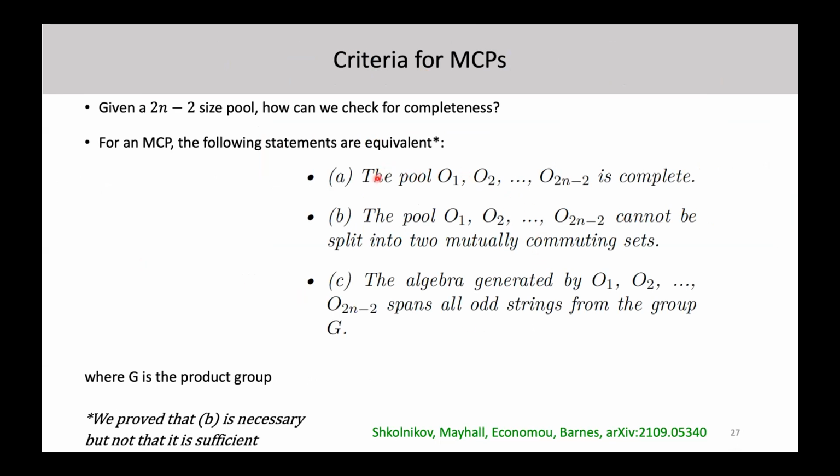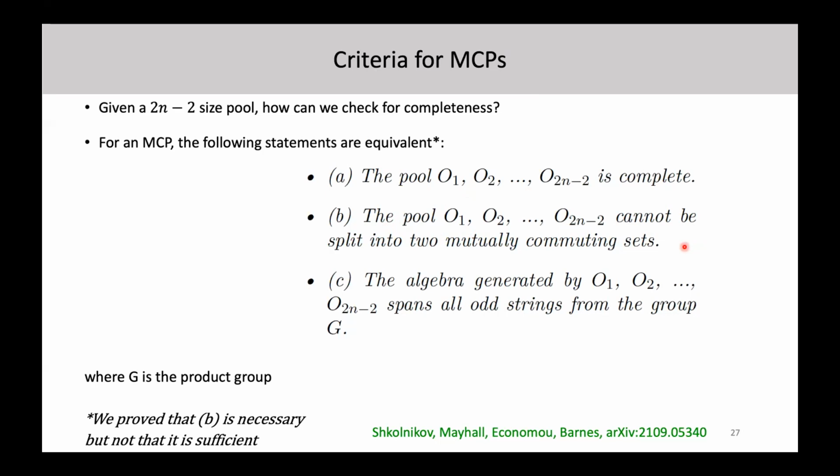So the following three statements are equivalent. A given set of operators is complete. That's equivalent to saying that the pool cannot be split into two mutually commuting sets. So given a pool, can you divide it into two sets such that every element of the one set commutes with every element of the other? If that's the case, then the pool is not complete. And so that we've proven.